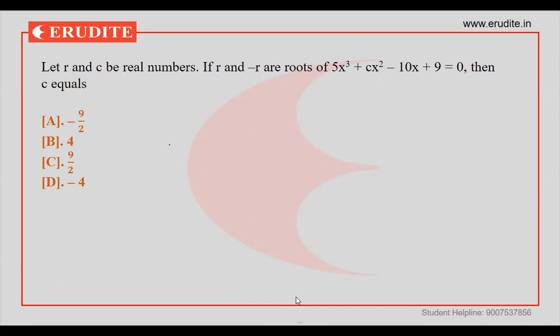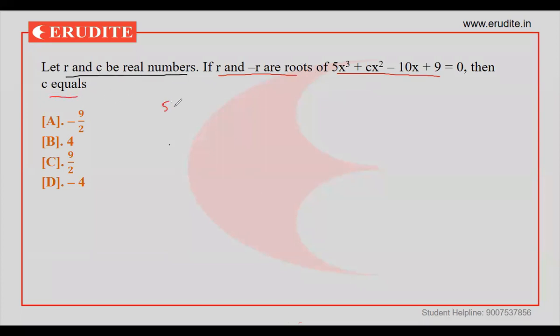This question came in CAT 2022 slot 2, and it is from polynomials. What they are saying here is that r and c are real numbers, where if r and minus r are roots of the given equation, then we have to find the value of c.